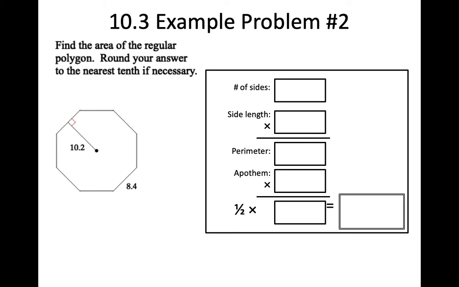Let's try another problem. This time it gives us a diagram rather than just the information. So once again, I have to count up the number of sides, and when I count them up, this is an octagon with 8 sides. Each of those sides is 8.4, so I multiply that together to get 67.2 as my perimeter. My apothem, which I can see in the diagram, from my center to the midpoint of one of the sides, is 10.2. If I multiply 67.2 times 10.2, I get 685.44. Cut that in half, and that becomes 342.7 rounded to the nearest tenth.